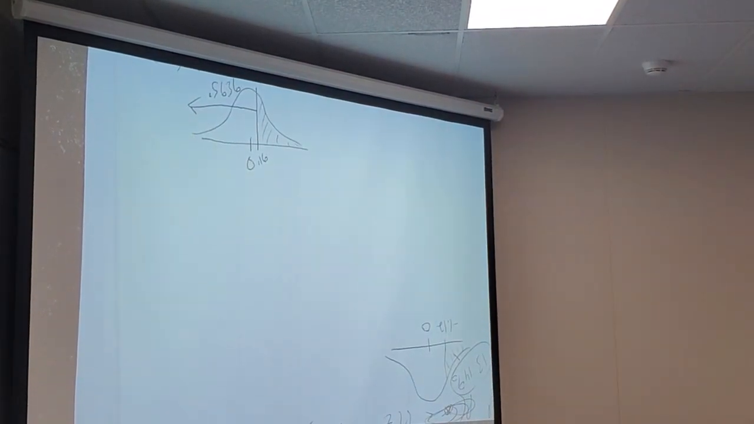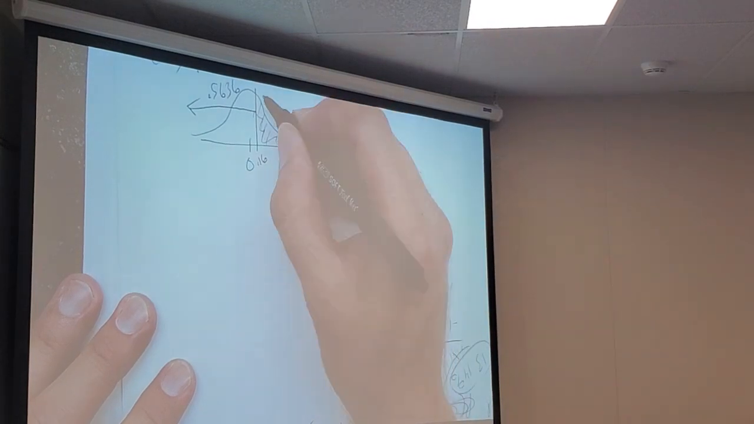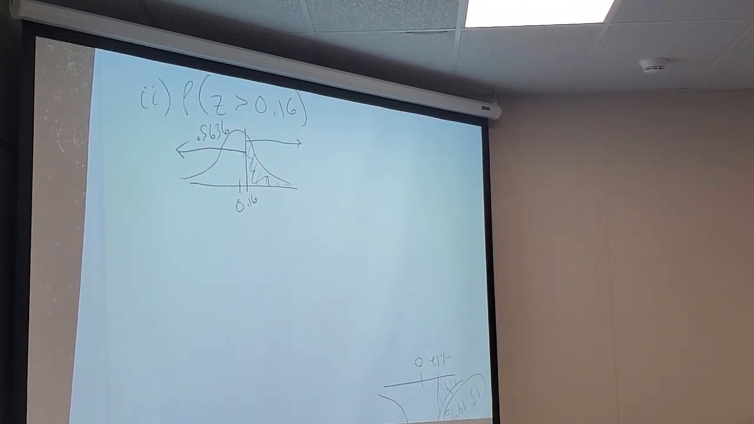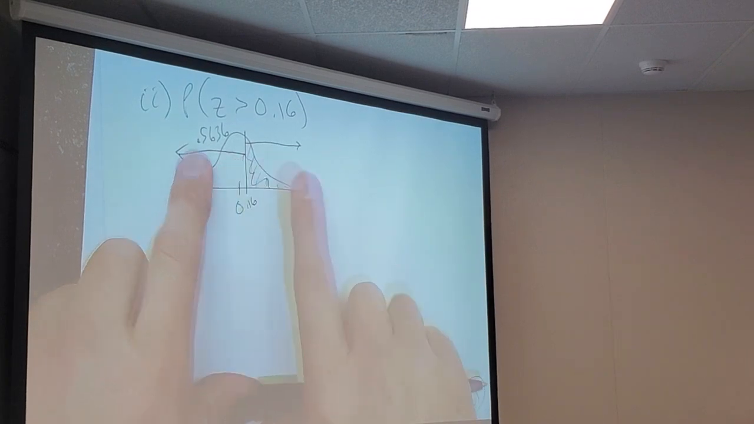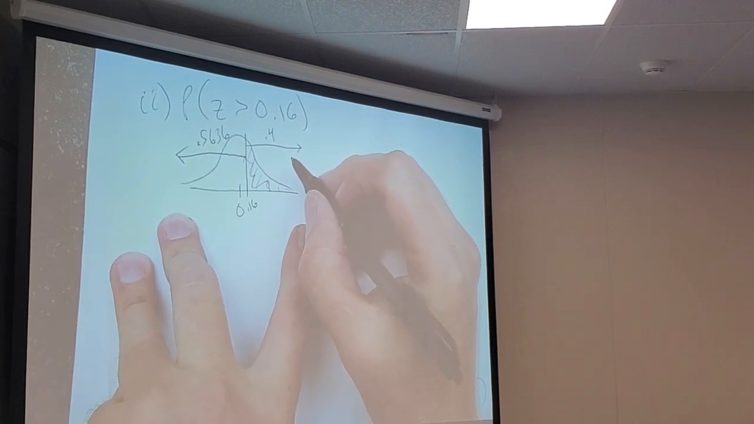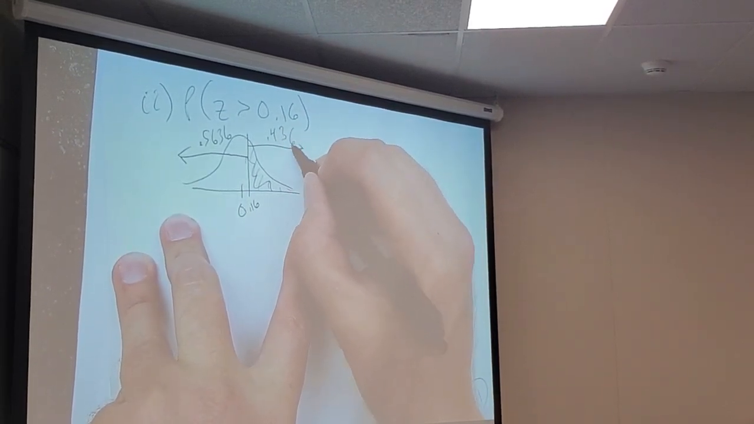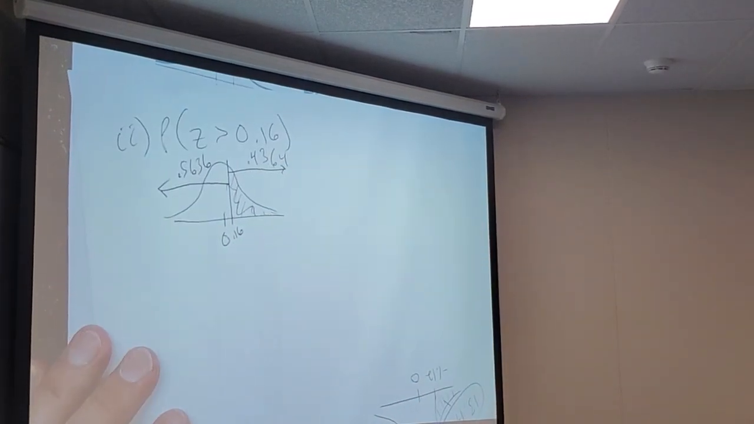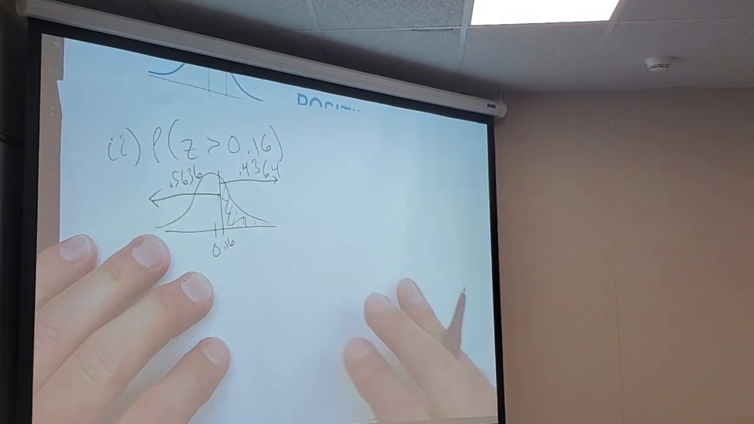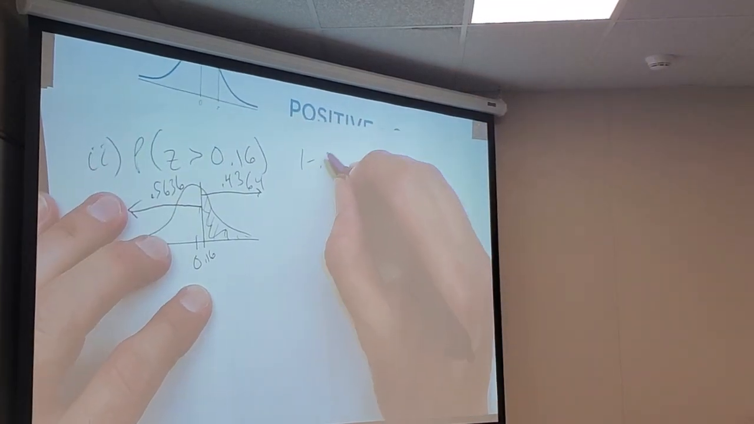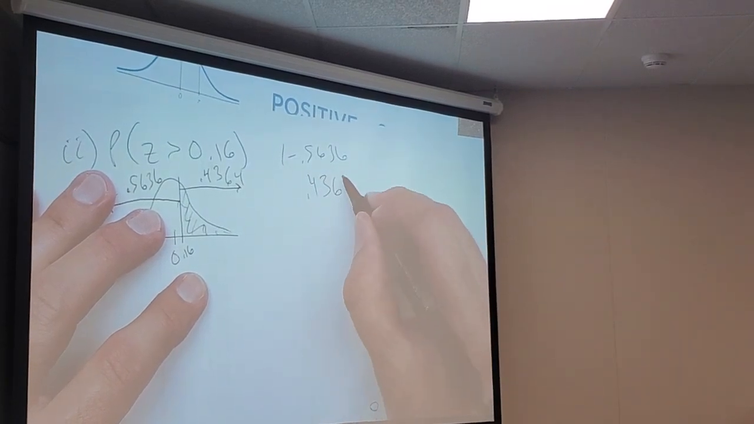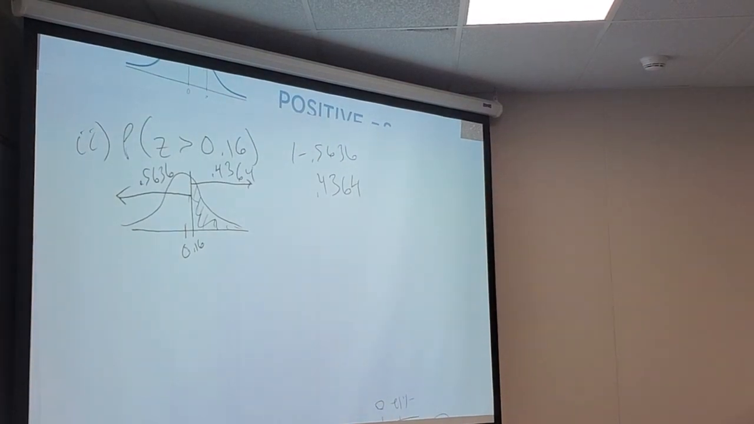So I know I'm not done yet, because I don't know what this is, and that's the whole question. So what would this be? The whole thing has an area of 1. So that side is 0.5636. So what's that side? 0.4364. I know you all have calculators, but I showed you how to do this by hand. Okay. Now, is everybody cool with what just happened?